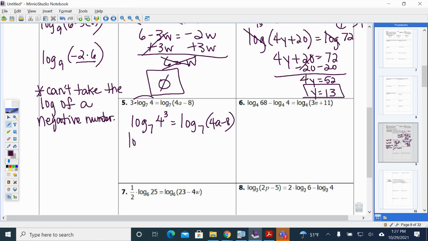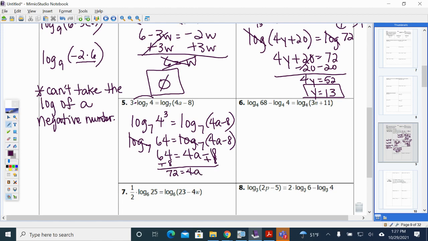And we can even go one more step here. Log base 7 of 4 to the 3rd power, 4 times 4 times 4 is 64 equals log base 7 of 4a minus 8. Now we can drop those logs, and it'll say 64 equals 4a minus 8. So if we add the 8, we get 64 plus 8 is 72 equals 4a. Divide both sides by 4, and you get a equals 18.